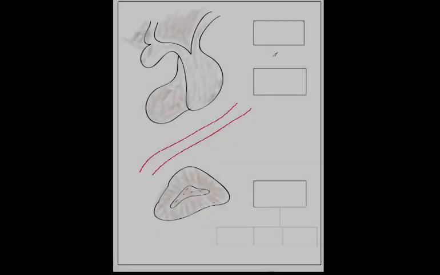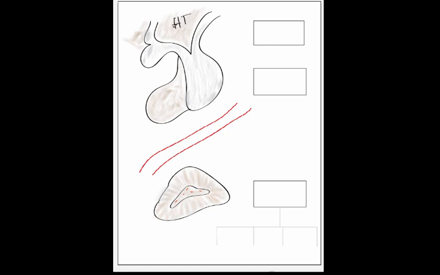In this video, we're going to talk about the stress axis, which is an example of a tripartite axis, meaning it has three parts, and the three parts are three different endocrine glands. The first one is the hypothalamus, which we're going to label as HT. The second one is the anterior pituitary gland, APG. And the third endocrine gland is the adrenal cortex right here. That's the outer part of the adrenal gland.